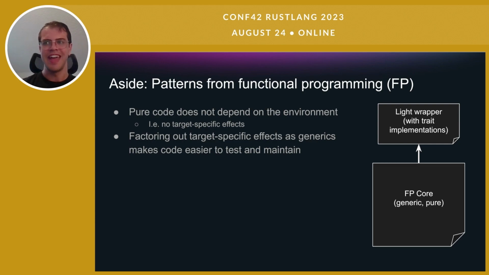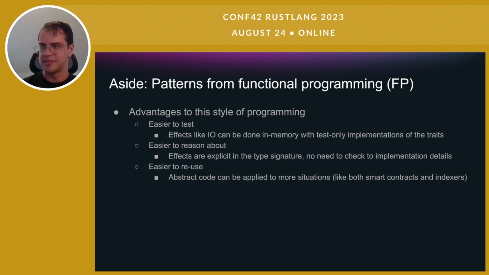That is to say, it doesn't depend on the particular environment. It doesn't depend on any compilation target specific effects. And by factoring those things out, pushing them into a trait and only having those trait implementations at the boundaries of your applications, the result is most of your code is easier to test and easier to maintain because it can be tested using in-memory structures, just different implementations of those traits that don't even actually do the effects.